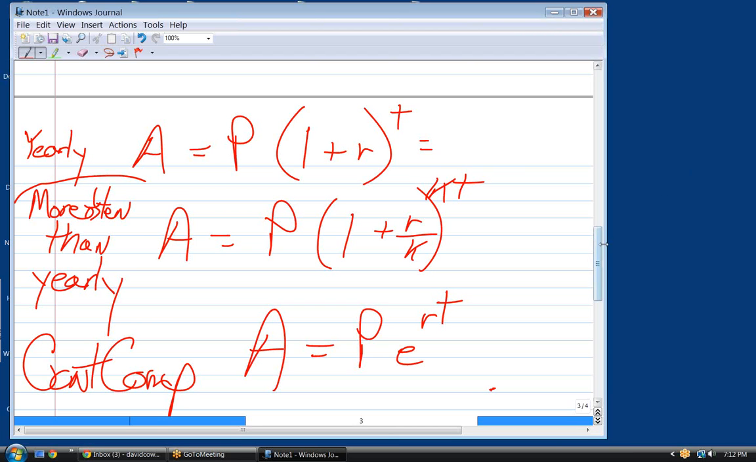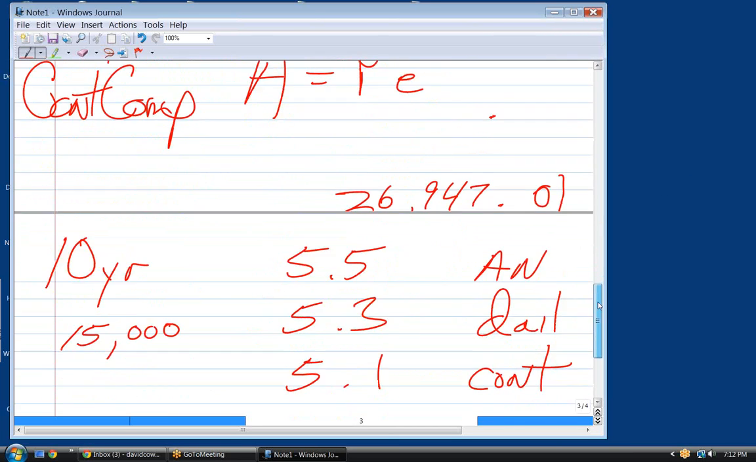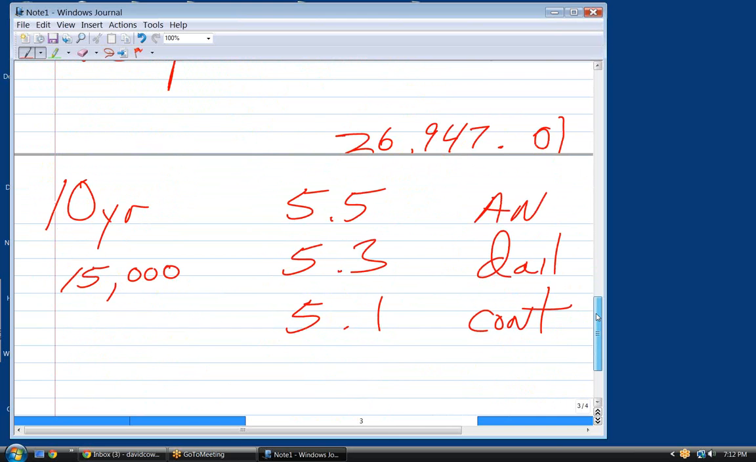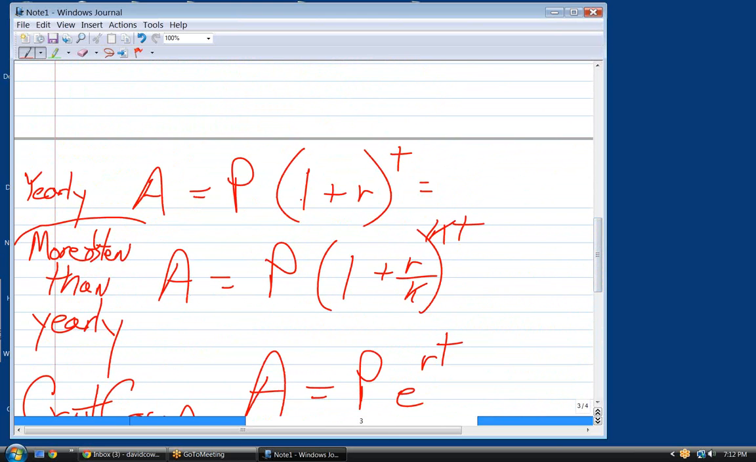In other words, the yearly offer is 5.5%. Okay? So let's plug that into the yearly formula. It's $15,000. It's the principal amount that you're borrowing. You're paying 5.5% for 10 years. That's going to produce a number.